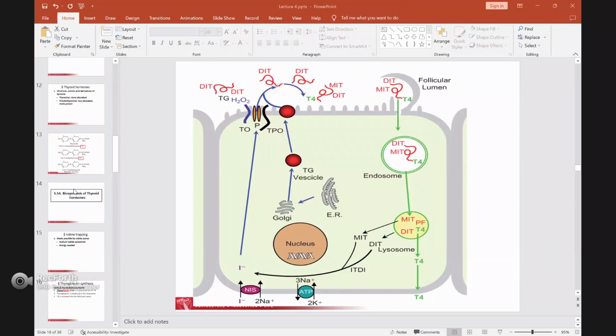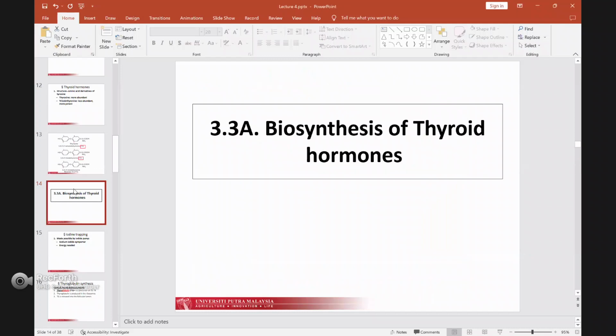So for today, we continue with the biosynthesis of the thyroid hormone.